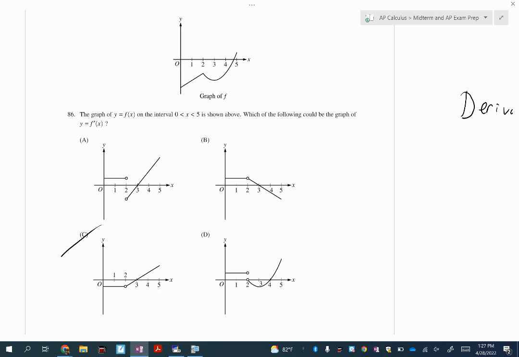Not nice. It's not differentiable. So notice on all the answer choices, what's happening at that value of 2? There's some kind of discontinuity, right? Some have a hole, some have a jump discontinuity. So the idea is that that's happening on all of them, so I can't really use that to help me out.